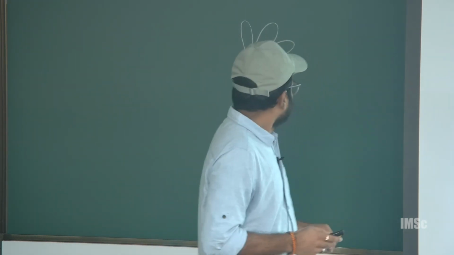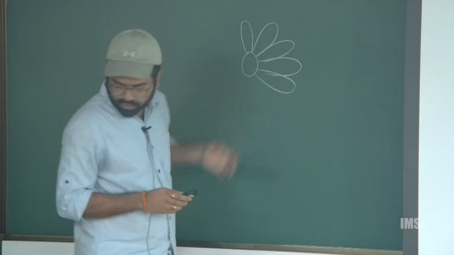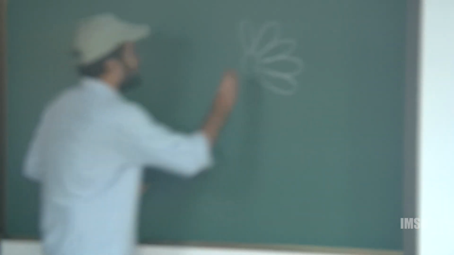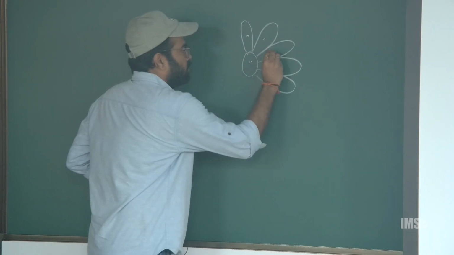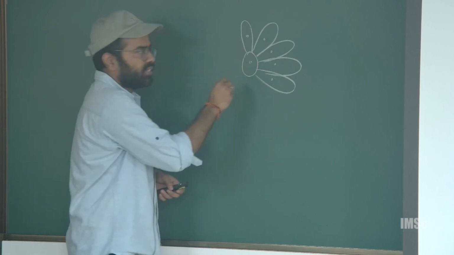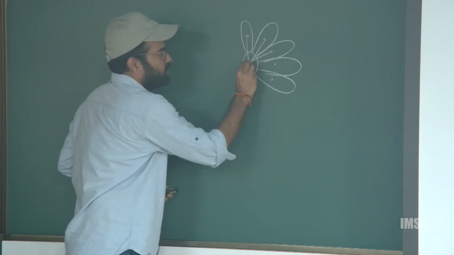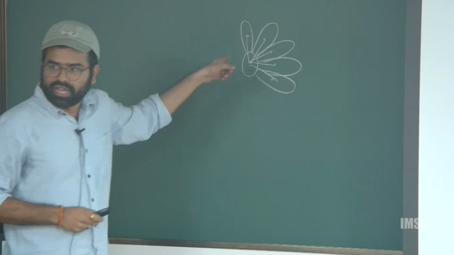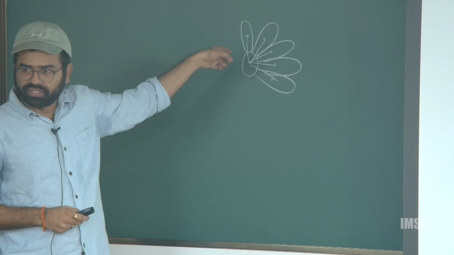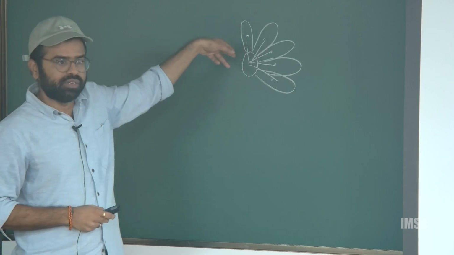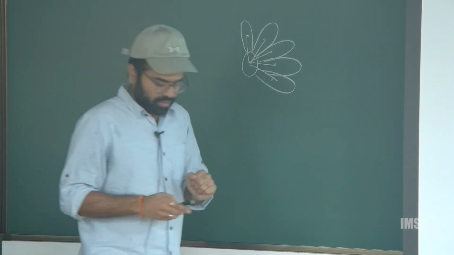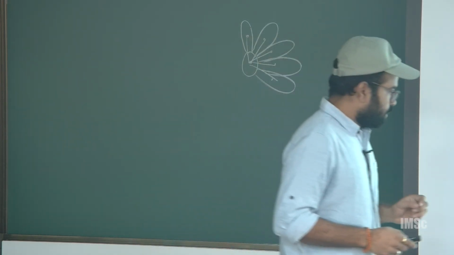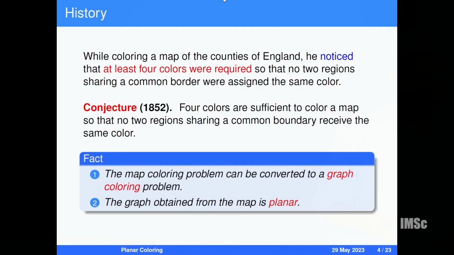Now you need to color the vertices of this graph in such a way that no two adjacent vertices are assigned the same color. So the problem boils down to assigning colors to the vertices of the graph such that no two adjacent vertices get the same color. It is also known that the graph you obtain this way is planar.